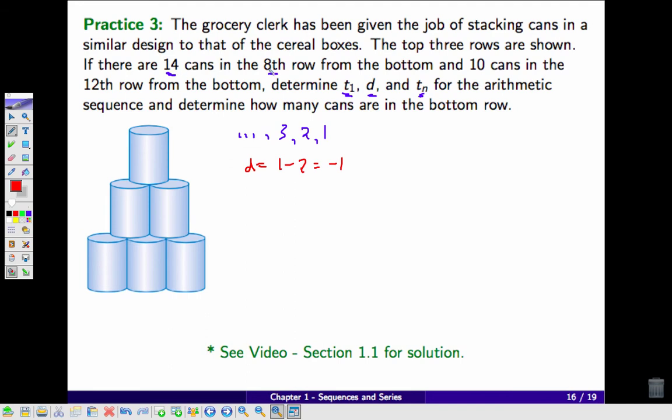So, what else does it give us? Well, it says that there are 14 cans in the 8th row from the bottom. In this case, we're looking for T1, and I might as well write down that T1 is the bottom. That is the bottom row.